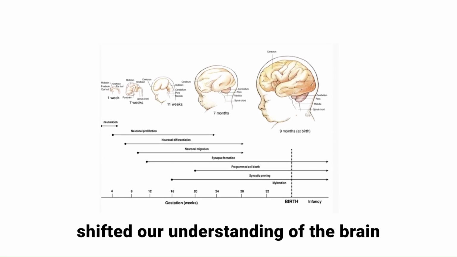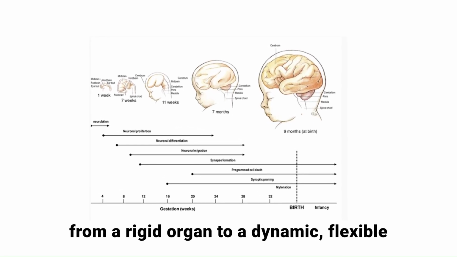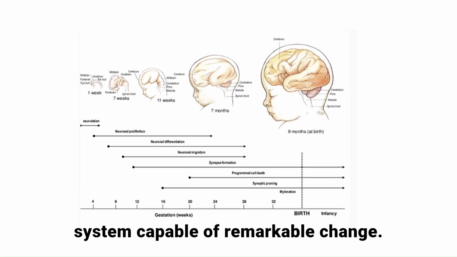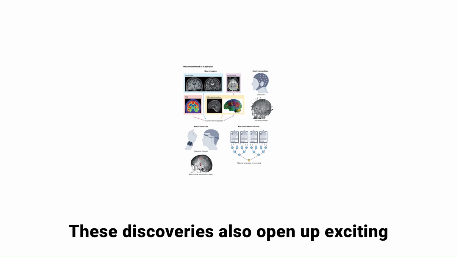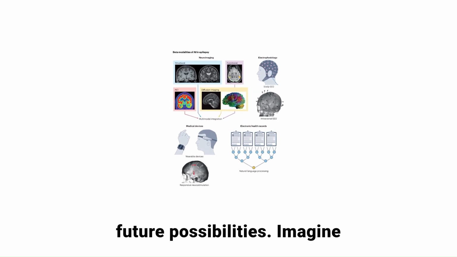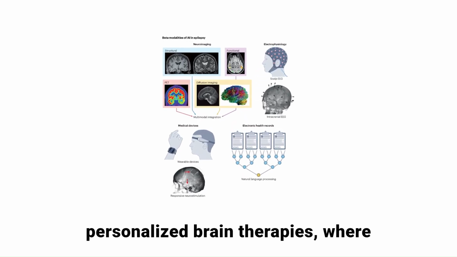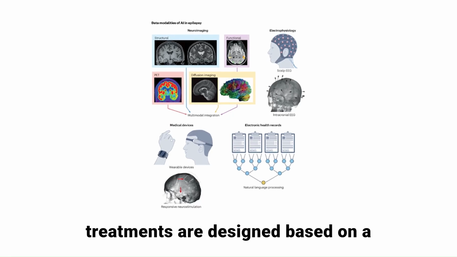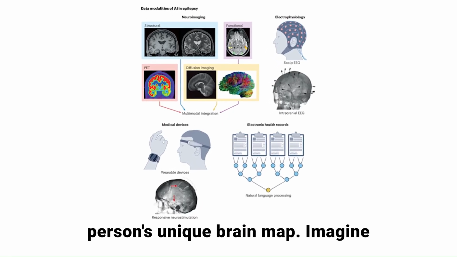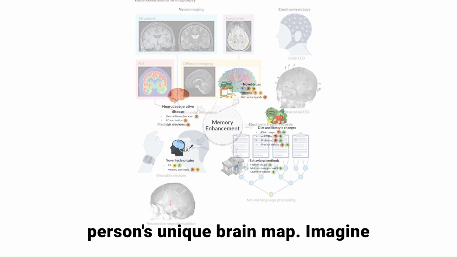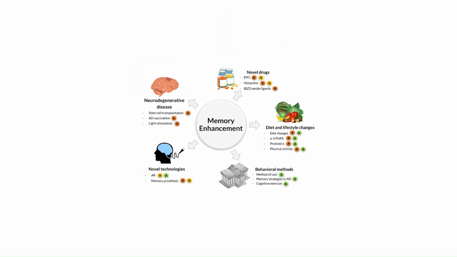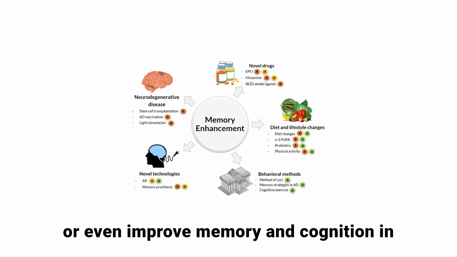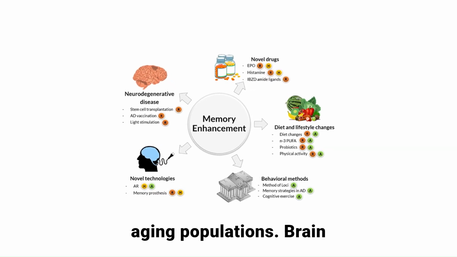Neuroplasticity has shifted our understanding of the brain from a rigid organ to a dynamic, flexible system capable of remarkable change. These discoveries also open up exciting future possibilities. Imagine personalized brain therapies where treatments are designed based on a person's unique brain map. Imagine using neuroplasticity to enhance learning, treat mental health conditions, or even improve memory and cognition in aging populations.